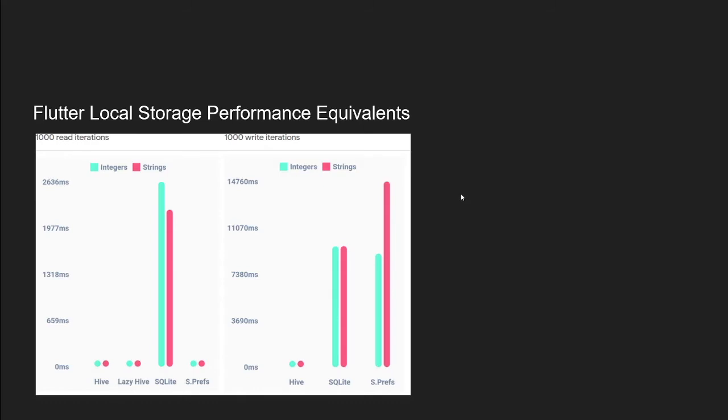So if we just take a look at Hive in terms of the performance attributes of it, this graph here is taken directly from the pub.dev page.